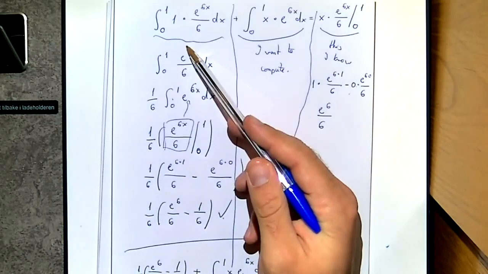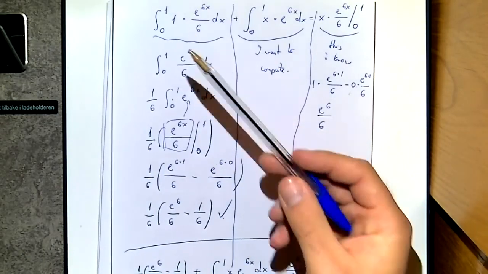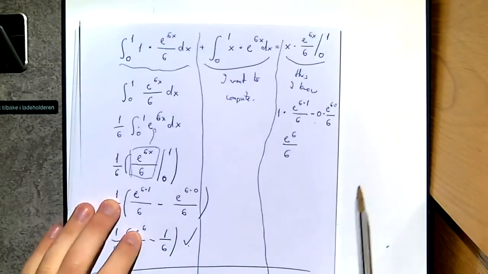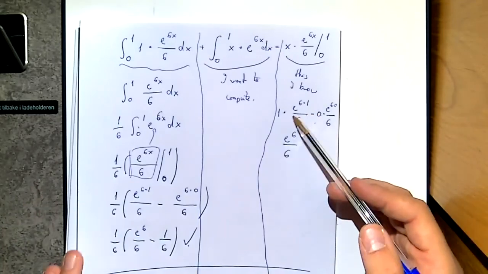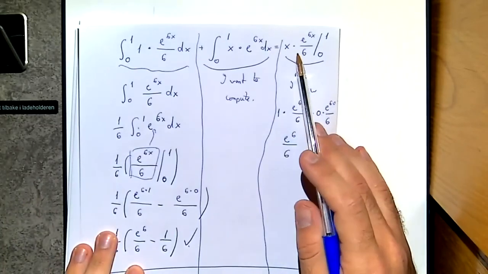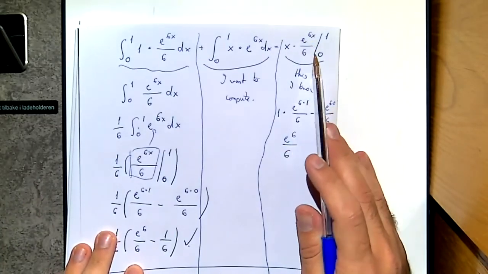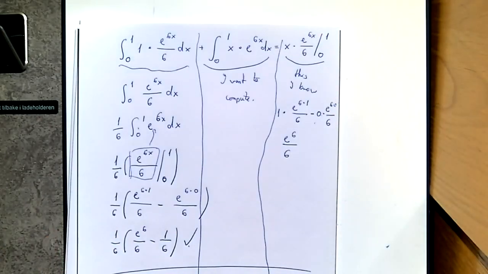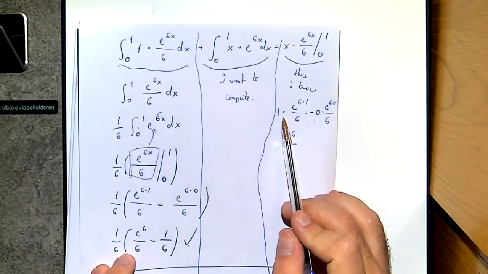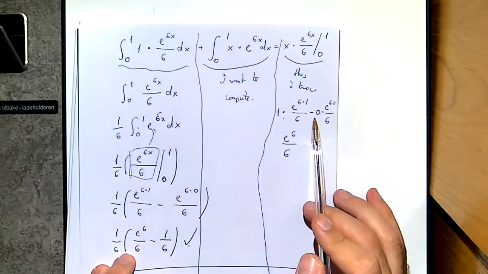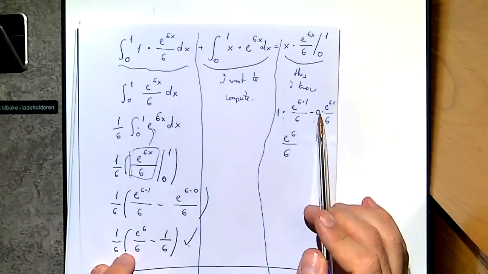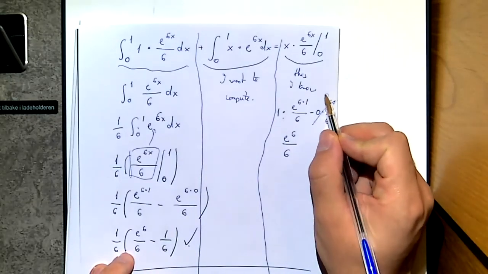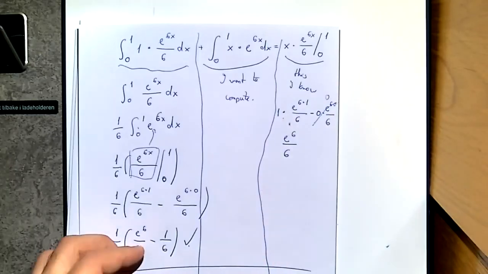So I know the first term, I don't know the second term, and I'm going to compute the third term. The third term has no integral, I just have to do f multiplied by g, in my case x multiplied by e to the 6x over 6, between 0 and 1. I replace the bigger value minus the smaller value. Do the computation, 0 multiplied by this is 0, and I just get this.